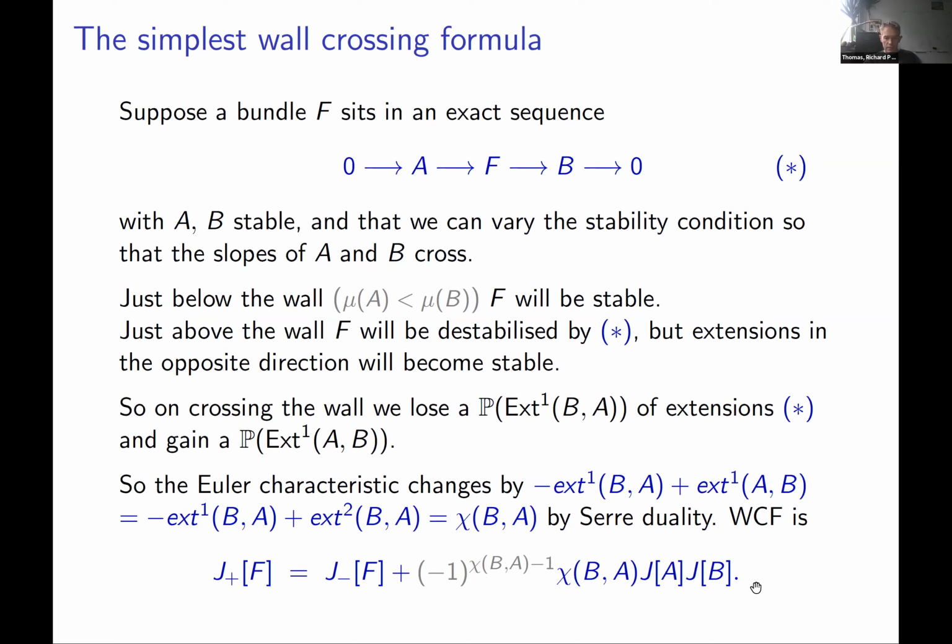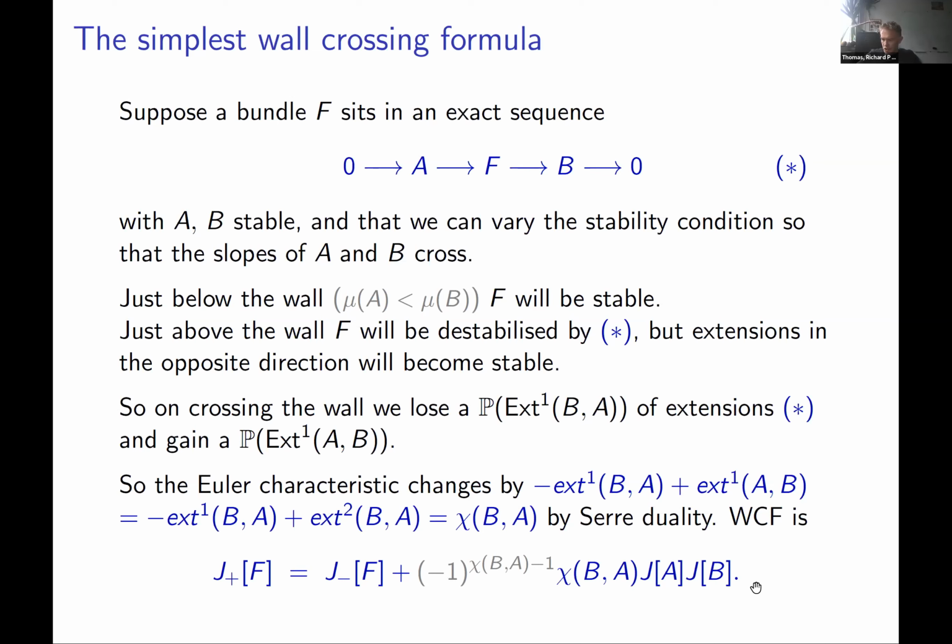And this theorem, they prove, is true in this setting, even if you use proper DT invariants, not just topological Euler characteristics. So are there any questions about that formula? Because it's kind of important. It's the key tool in the whole talk. So that's the simplest wall crossing formula.